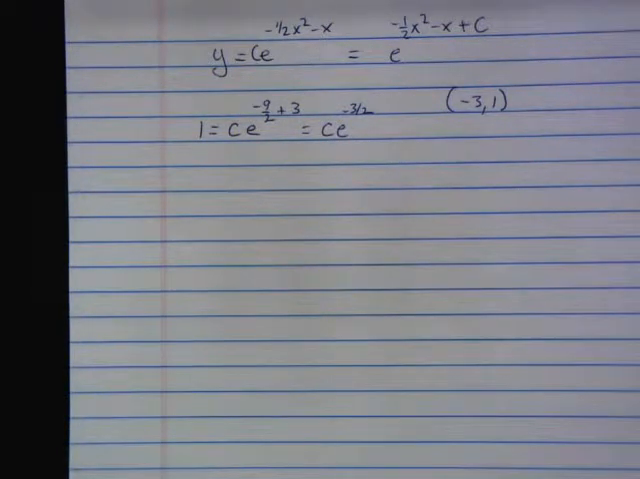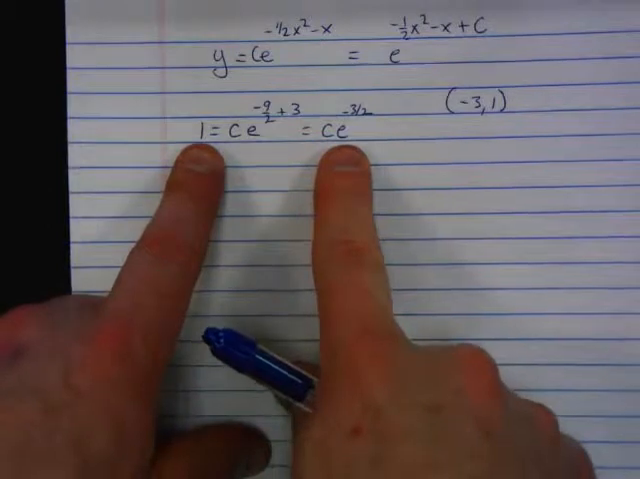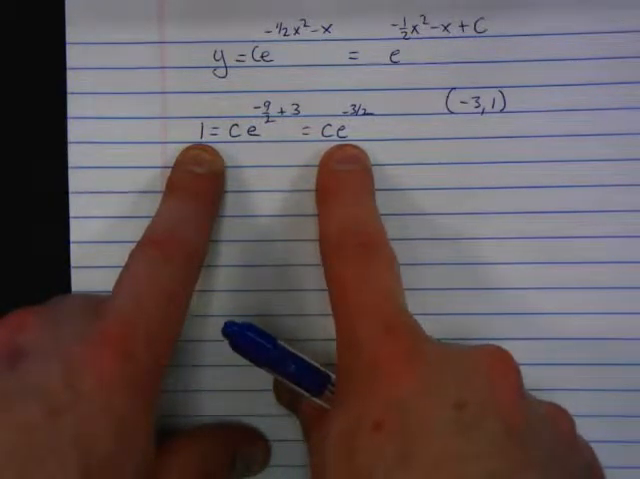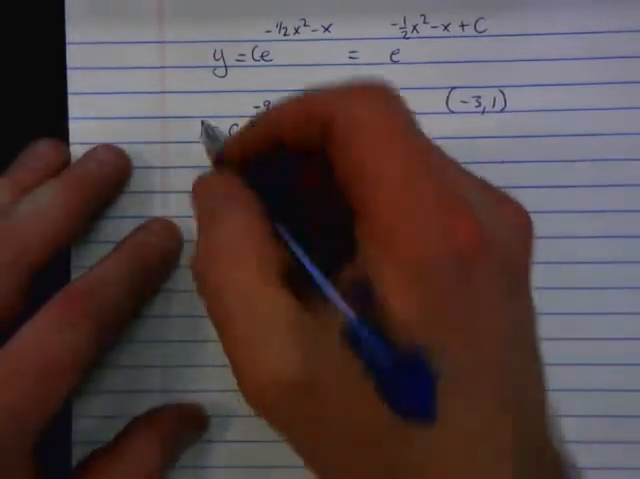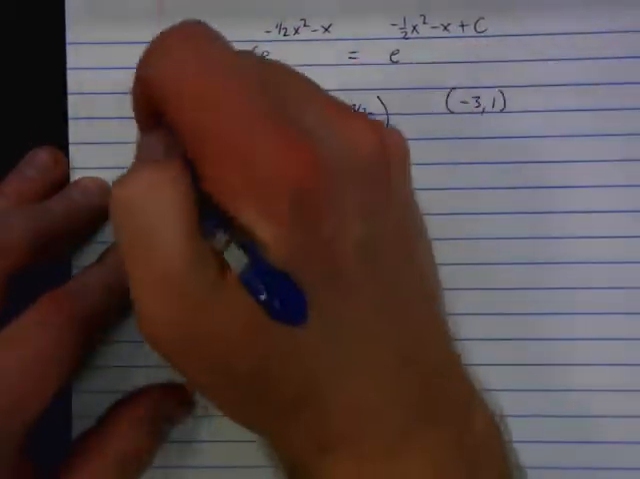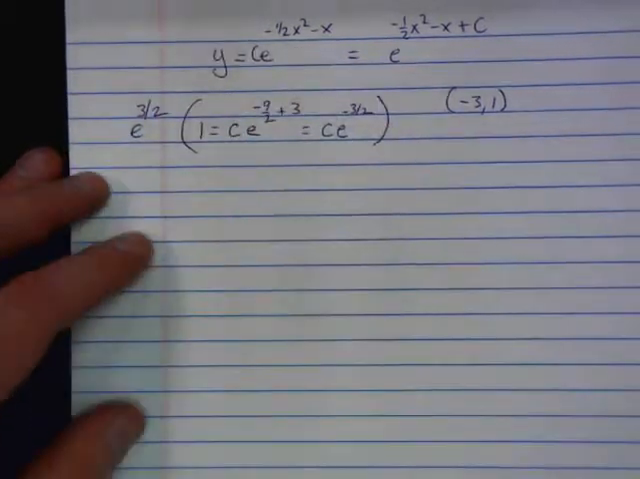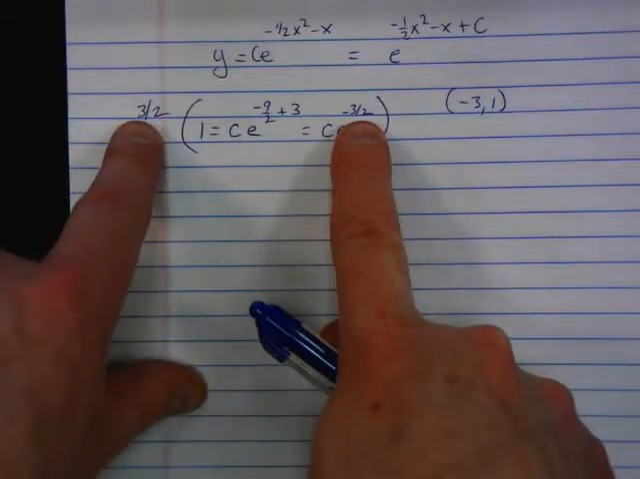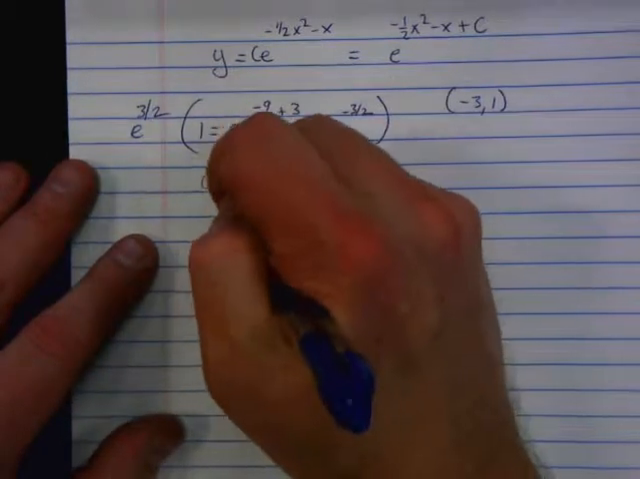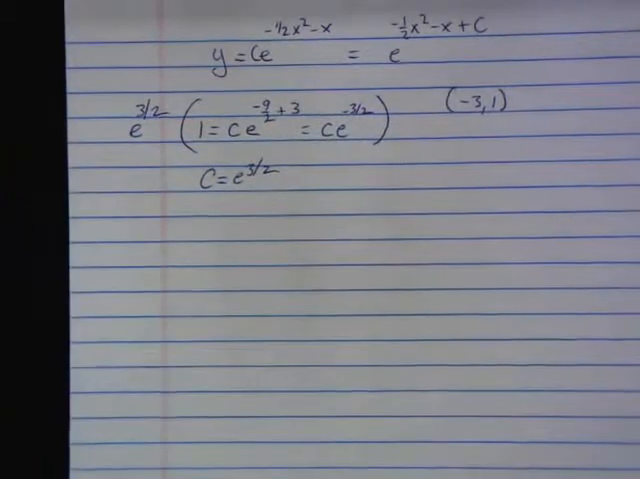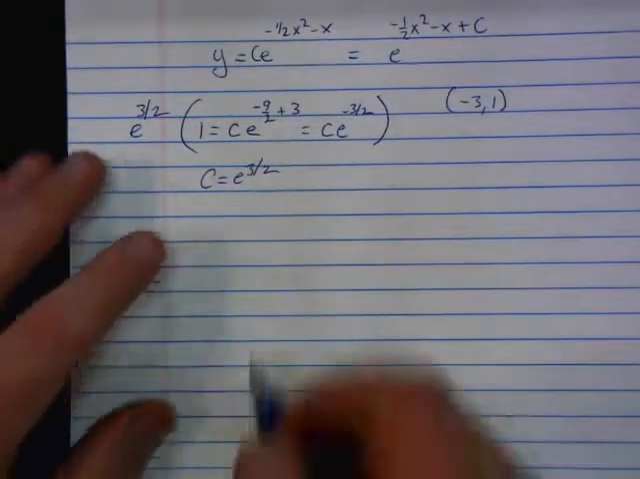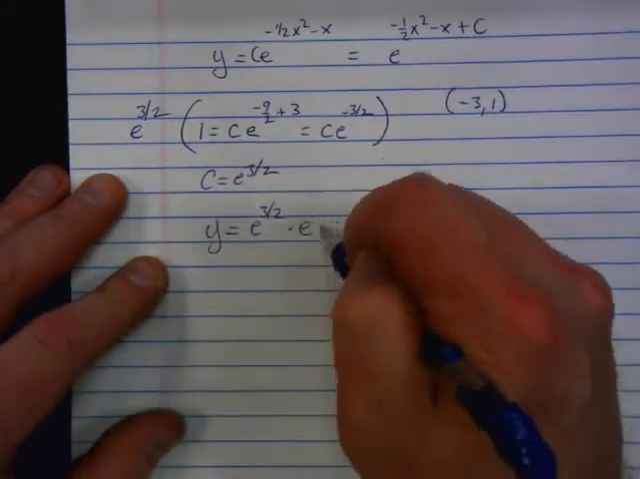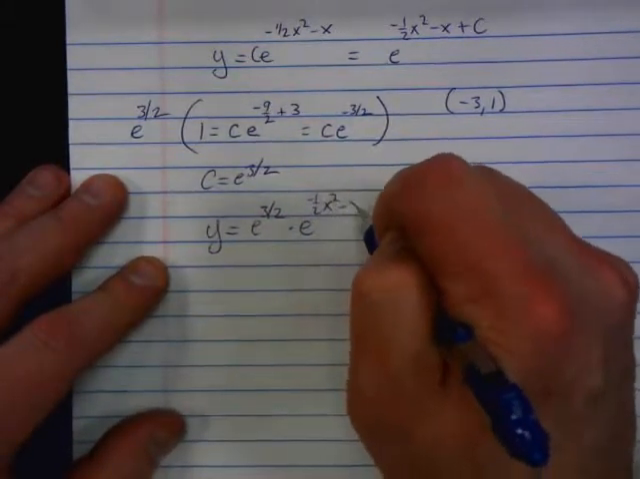Okay, so now how do I get the c all by itself here? Divide by e to that quantity, or conversely, I could multiply by e to the 3/2. Because when I multiply these together, I would add my exponents and they would add up to 0. e to the 0 is 1. So we get c equals e to the 3/2 there. Which means our solution would be y equals e to the 3/2 times e to the -1/2 x squared minus x.